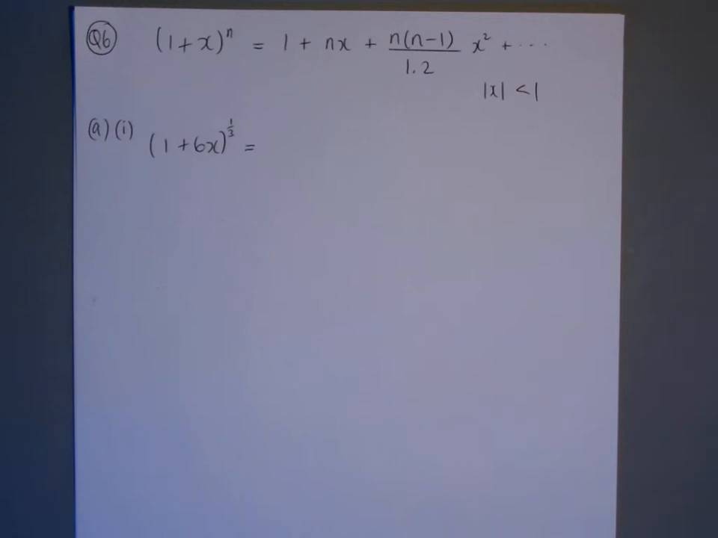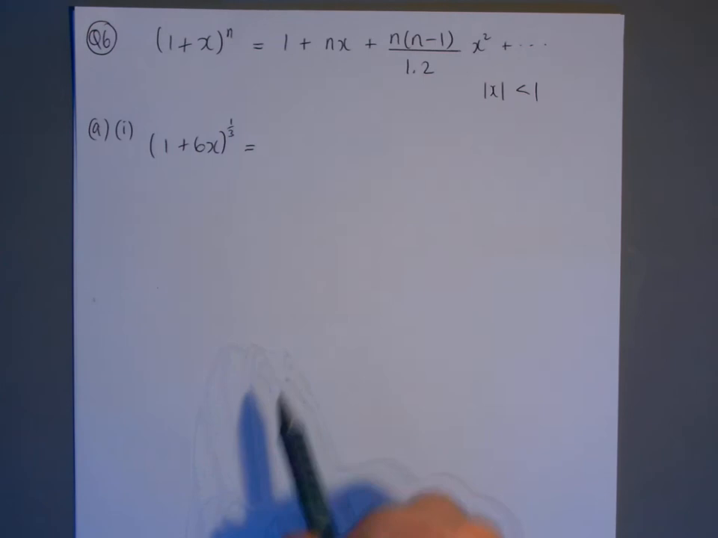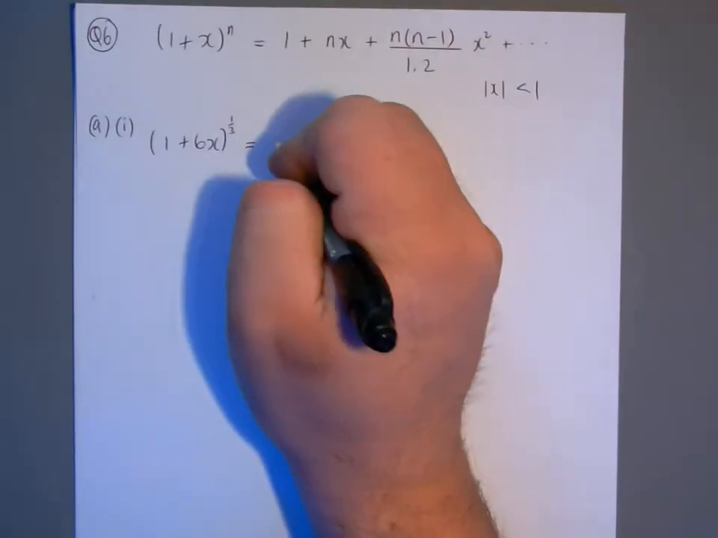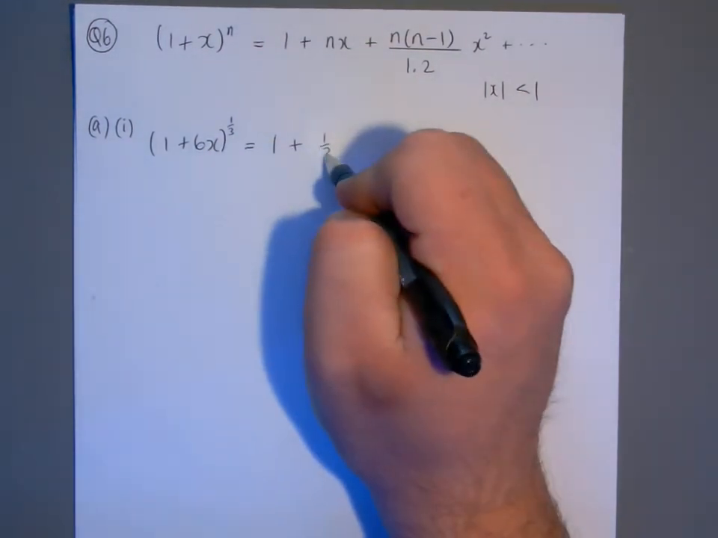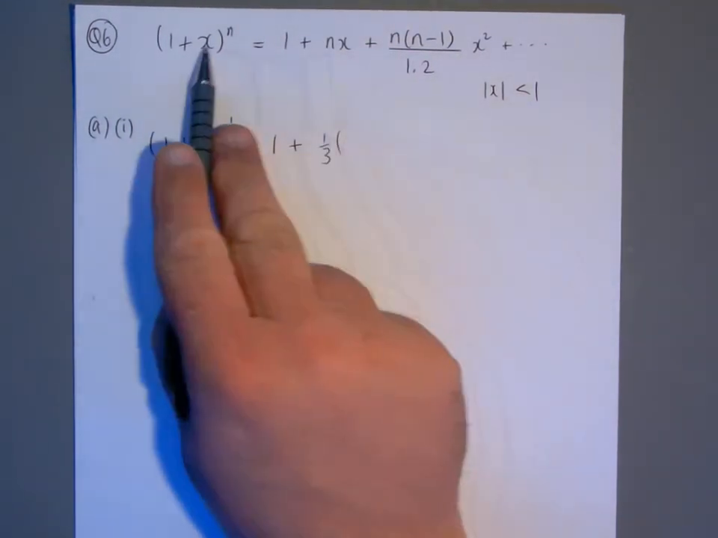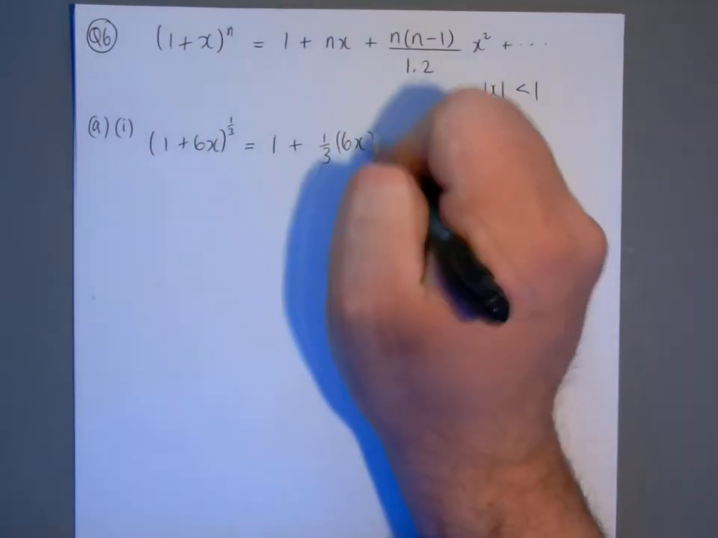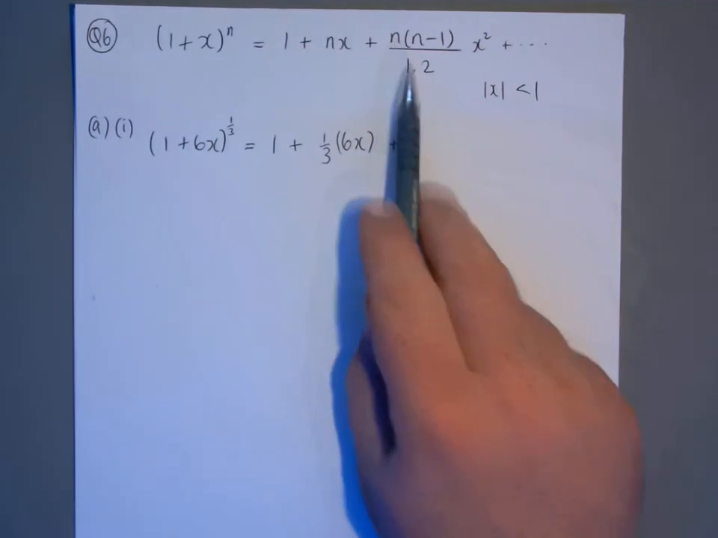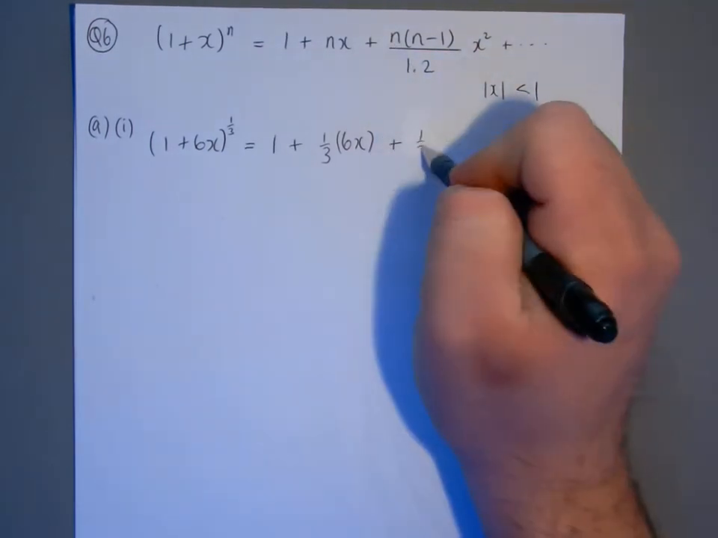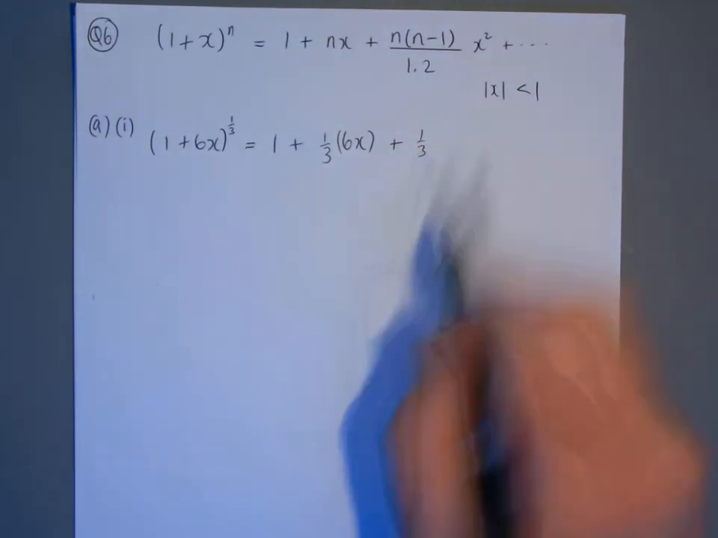Okay, so in part A, we're going to expand this binomial using, of course, the expansion from the formula booklet. So we start off with 1 plus n, remember, which is the power. So in this case, it's a third. And the x term is the second term in the bracket, which of course is 6x here. Plus then we've got n, a power third.